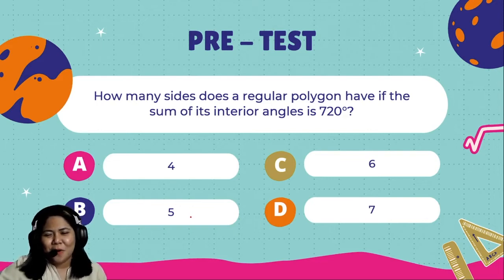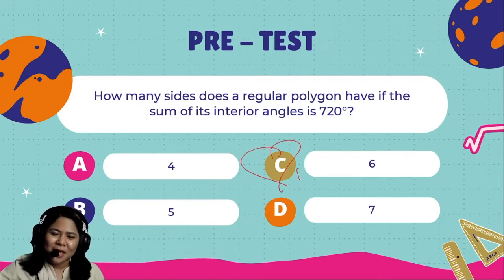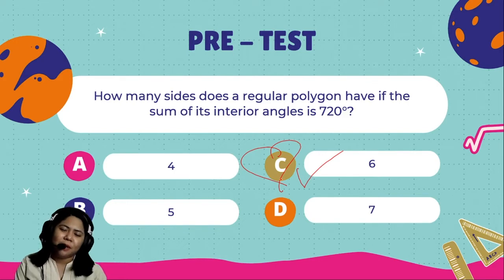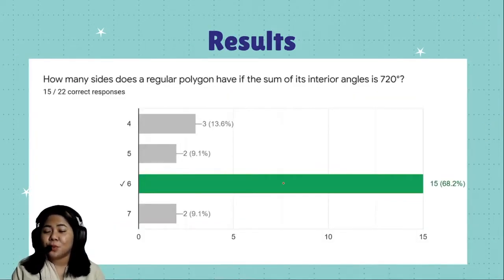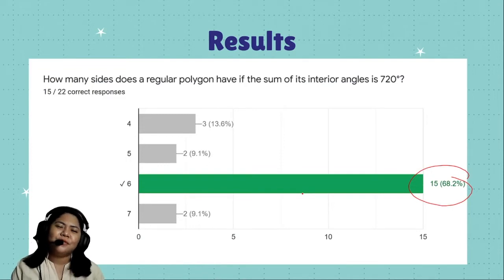Ayan. Mahuhusay ang mga naglalagay ng sagot sa kanilang comment section. If you answered letter C, bigyan mo ulit ang sarili mo ng 1 point. Very good. 6-sided polygon ang merong sum na interior angles na 720 degrees. Tignan natin ang results based from the charts. Out of 22 students, 15 got it correctly, or 68.2% of those who took the test.